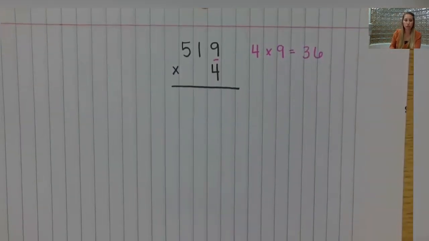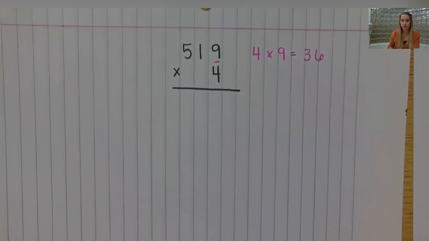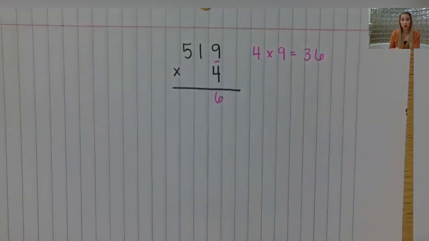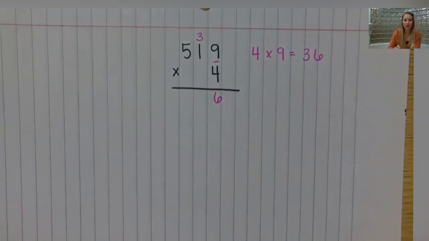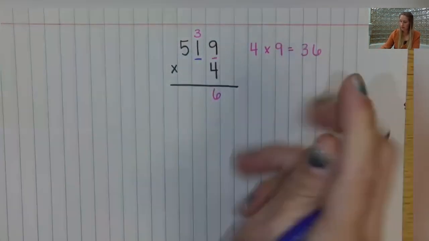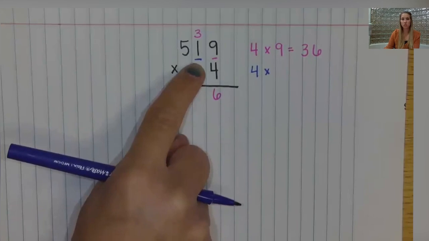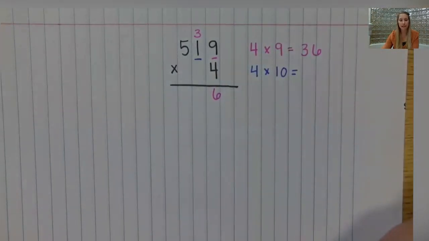So what are we going to have to regroup in this problem? We have 3 tens and 6 ones. So we're going to put our 6 ones and regroup our 3 tens. Great work. Now we're going to go ahead and multiply what place? The tens place. So the 4, and what is that 10 worth? That one's worth not 1, but 10.